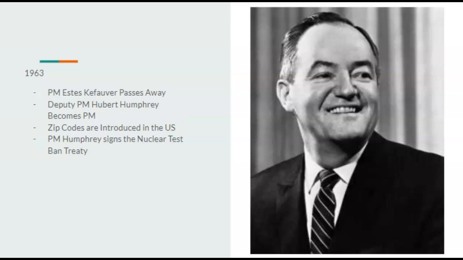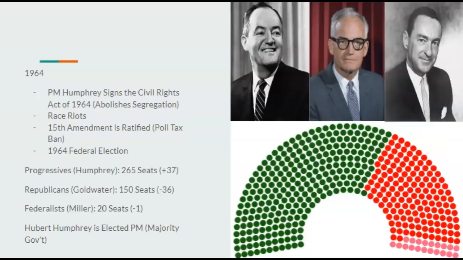And since there is a federal election next year, they don't hold one in '63. Zip codes are introduced in the U.S., so if you ever, for some reason, wondered why zip codes are a thing and when they happened, it was July 1st, 1963. You're welcome. Also, Prime Minister Humphrey signs the Nuclear Test Ban Treaty, which was signed by a bunch of UN countries to be like, hey, can we stop testing out these nuclear weapons? Thanks.